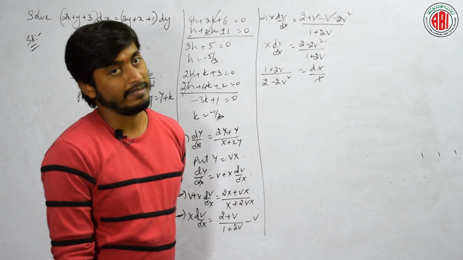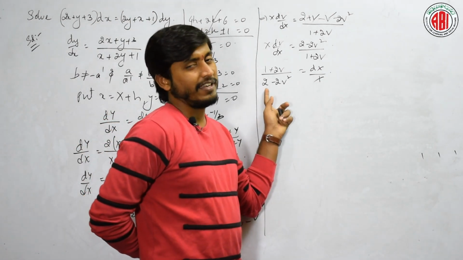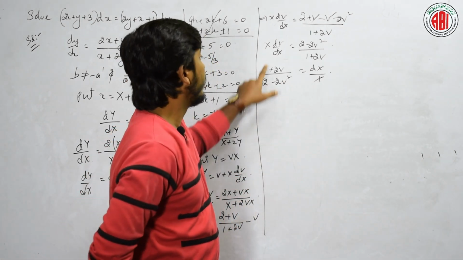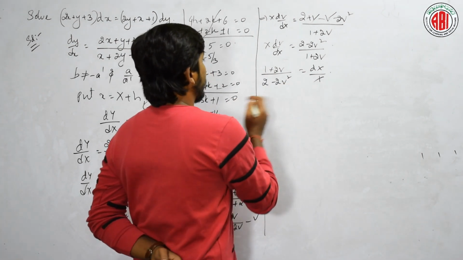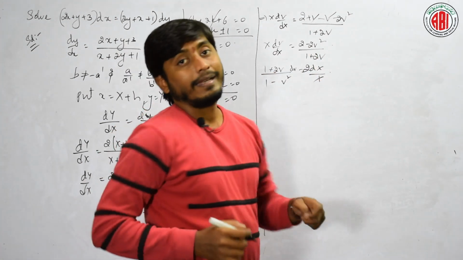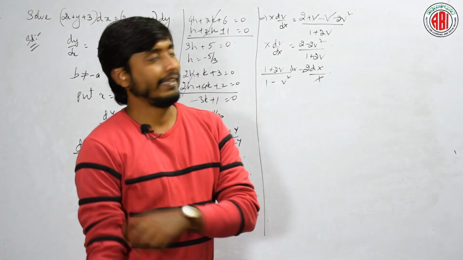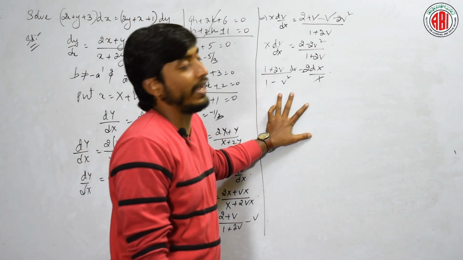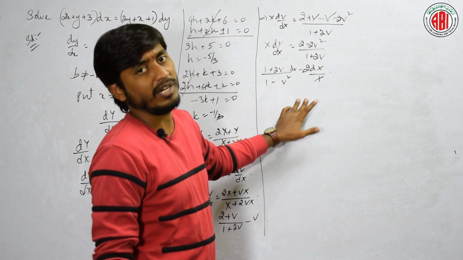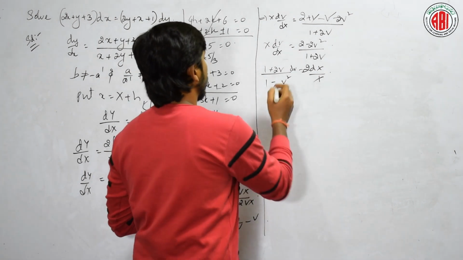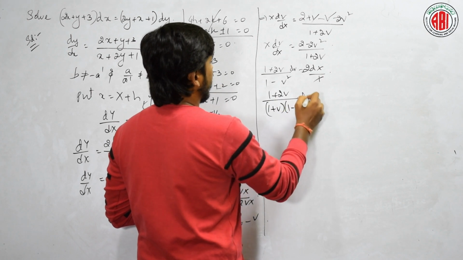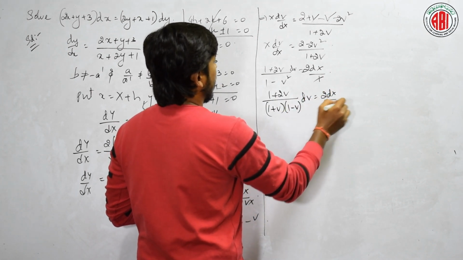So how do we integrate this? First check, the differentiation of 2 is 0, and the differentiation of minus 2v square is minus 4v, so we can separate these both terms. So let me take 2 common here. Now we have to integrate this. How do we integrate 1 plus 2v by 1 minus v square? We can do it by partial fractions. Let us split 1 minus v square as 1 plus v into 1 minus v. So (1 plus 2v) by (1 plus v)(1 minus v) dv is equal to 2 dx by x.